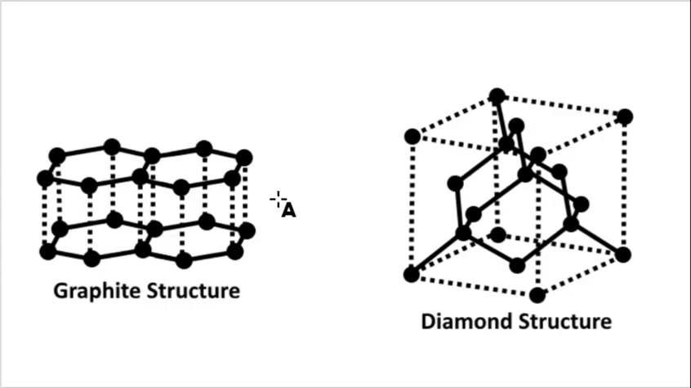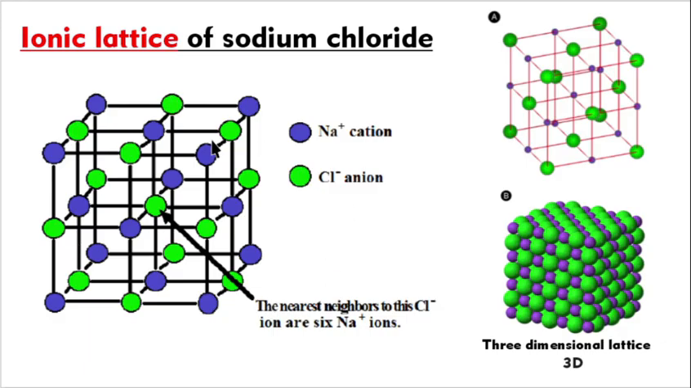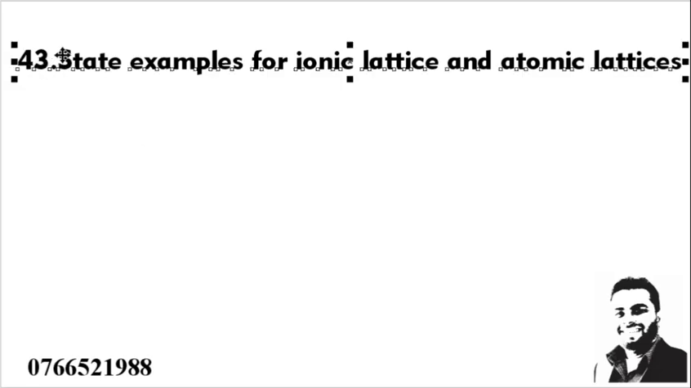These are covalent bonds. They make covalent bonds between them. Those are ionic bonds. Now number 43, they are asking to state examples for ionic lattice and atomic lattices. You know the ionic lattice is sodium chloride, an ionic compound.